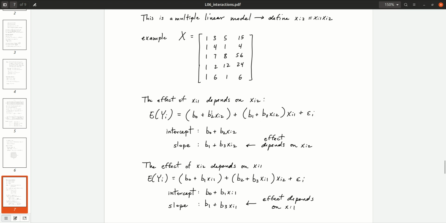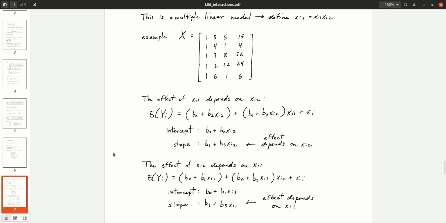Remember, we defined the effect of xi1 as the slope. That is how much the expected value of yi changes when you change xi1 by 1 unit. So the slope is b1 plus b3 xi2, and this slope depends on xi2. Namely, it's a linear function of xi2. Because the slope, which is the effect of xi1, depends on xi2, this is an interaction model.